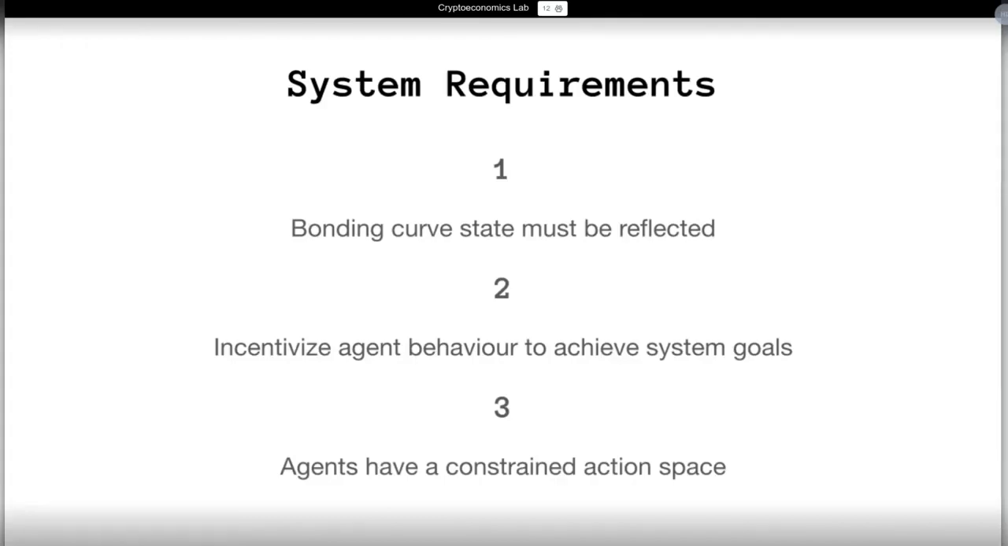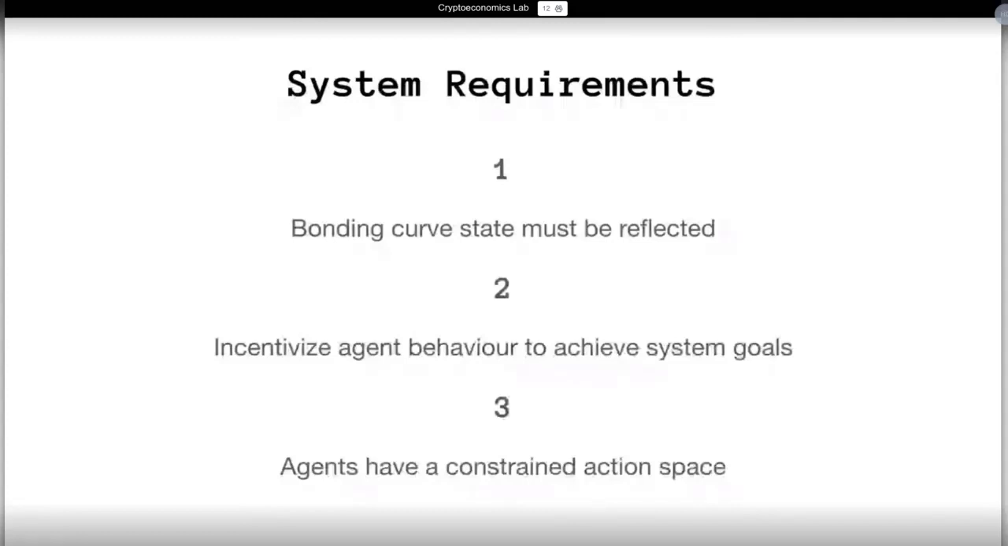And then the second system requirement is that every single mechanism in the economic layer should incentivize agent behavior so that it achieves system goals, the ones that we define during the initial system requirement phase. And then the third one is that the agents have a constrained action space. And you will see a little bit more about why we have constrained action space. It's because of the fact that there is a lot of conflict of interest. So if I'm a certain type of agent, I don't want to be involved in activities that will essentially conflict with the system goal. So we'll see that a little bit further.